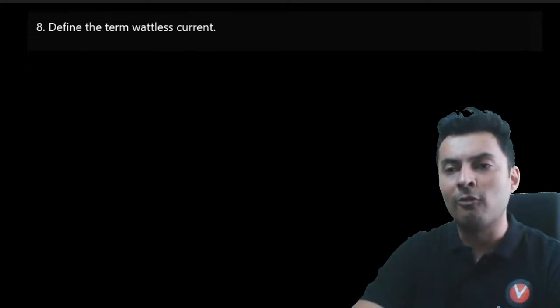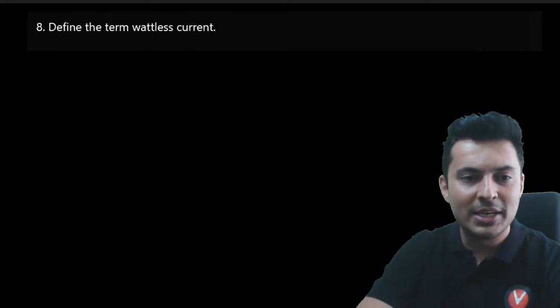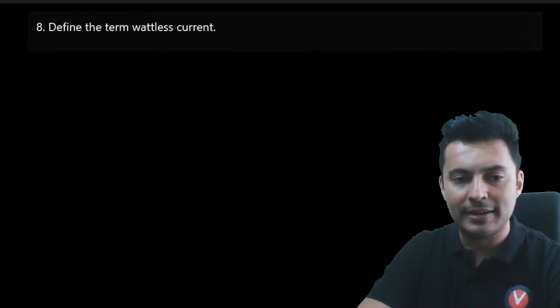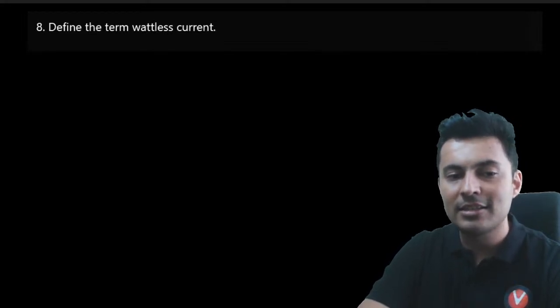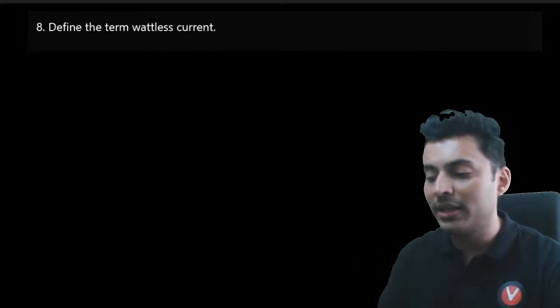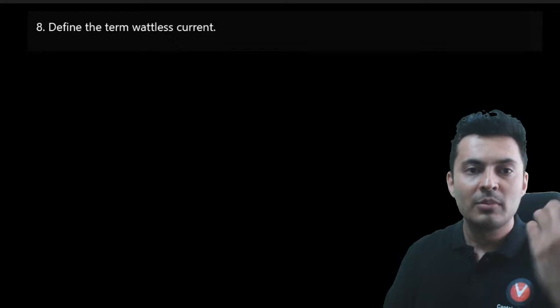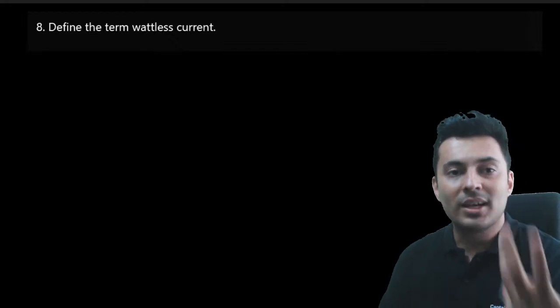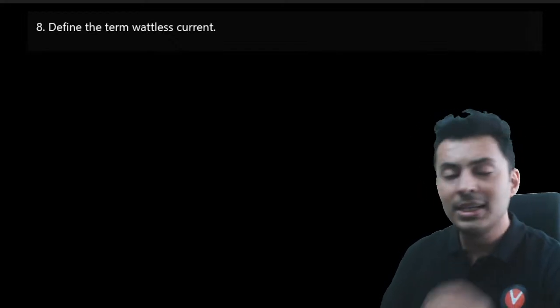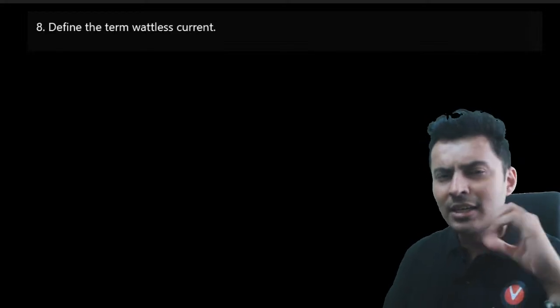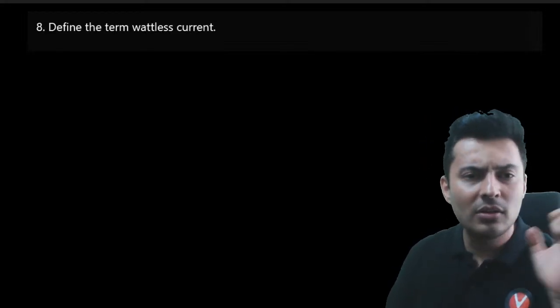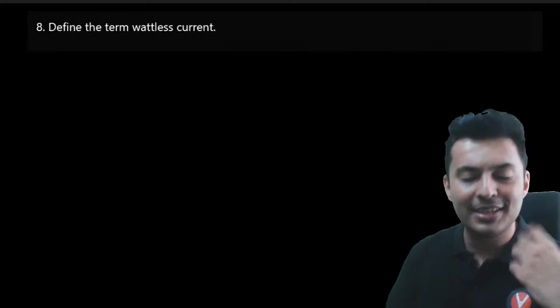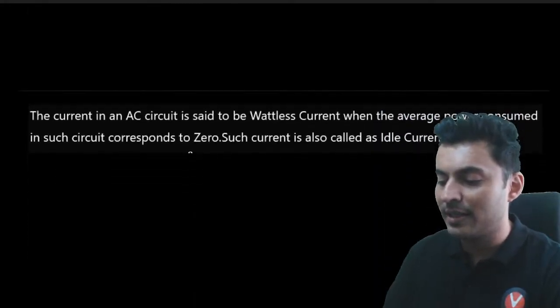Define the term wattless current. What is the meaning of the term wattless current? That means energy is not going to be used. Watt is energy, power is being used up. Wattless means no energy is being used up. Resistor consumes energy. Capacitor and inductor do not use up energy. They store it and give it back. So that is the wattless current.